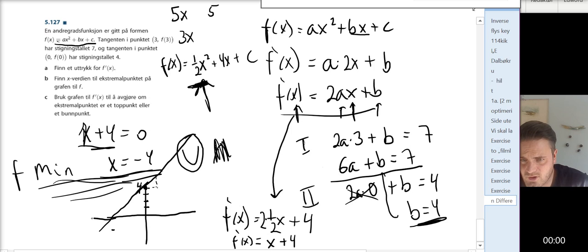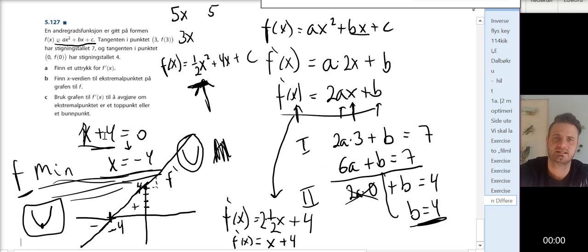And if I draw it properly, I will see that the zero point, I put it equal to 0, so I found the zero point is minus 4, like this. And I see that the graph of the derivative is first negative and then positive, which means that f is first decreasing, then increasing. So by looking at the graph of the derivative, I see that this is a minimum point. So that was exercise 5.1.27.